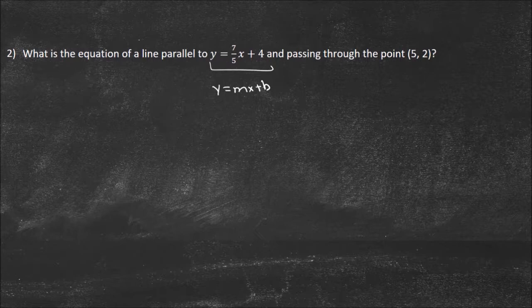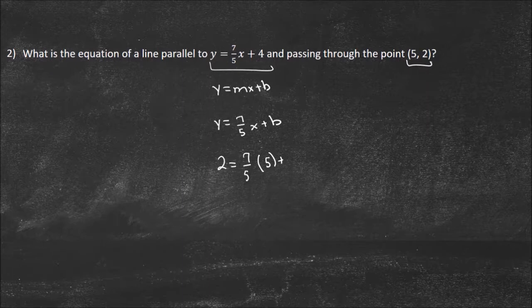And it has to pass through the point (5, 2). Well, I know the slope of my parallel line has to be 7/5. So I have y equals 7/5 x plus b. I don't know what b is, but that's what I use this point to do. Same thing, and I get 2 equals 7/5 times 5 plus b.